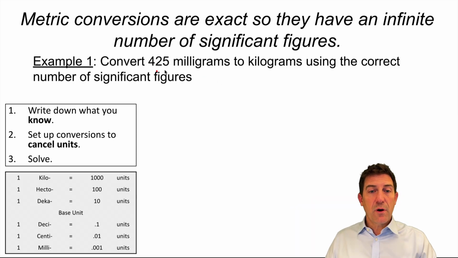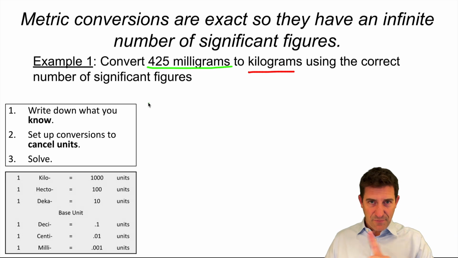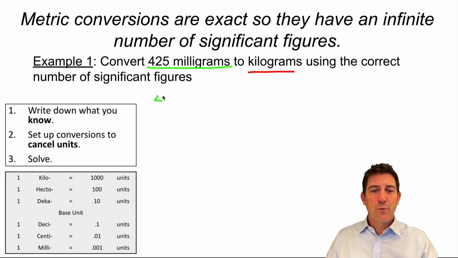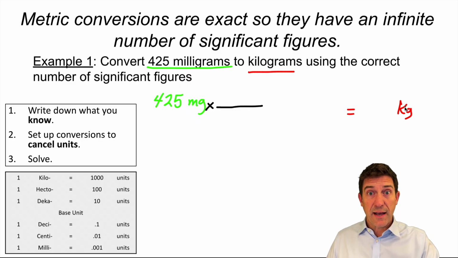We need to convert 425 milligrams to kilograms using the correct number of significant figures. So we identify what is our known and what is our unknown, and we write them down. Those are our steps of dimensional analysis. Again, there are other videos on that if you need them as well. We've got 425 milligrams, mg, and my final goal over here is kilograms. Now, I set up conversions to cancel the units. The way I do that is I say, I see milligrams in my problem. I don't want it in my answer. How do I get rid of it? Well, put milligrams down here because these are going to cancel. They're on opposite sides of the line.